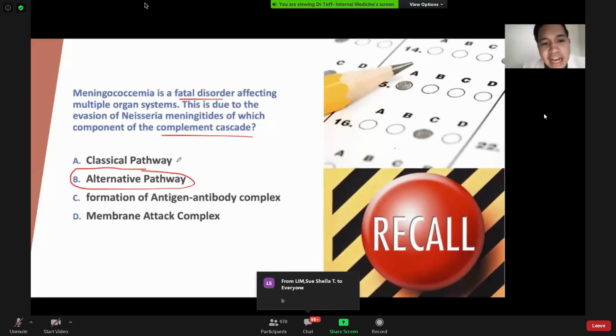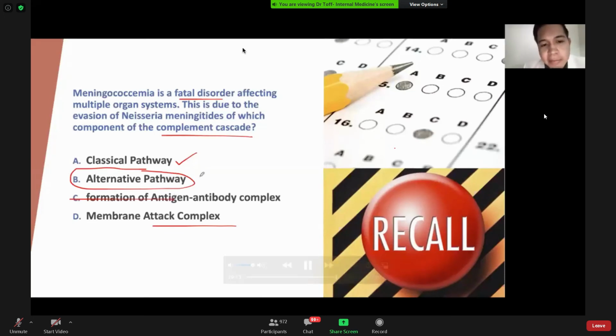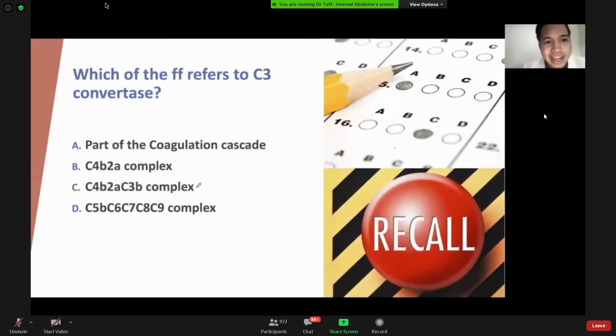Okay? For classical, that's for pneumococcal and Hib, right? For the membrane attack complex, this is for gonococcal naman, your Neisseria gonorrhea. And formation of the antigen-antibody complex is never affected by the presence of capsule. So letter B is the correct answer in their boards. Alright? Sige. Next, which of the following refers to C3 convertase?